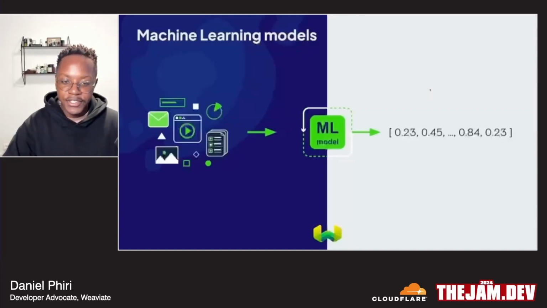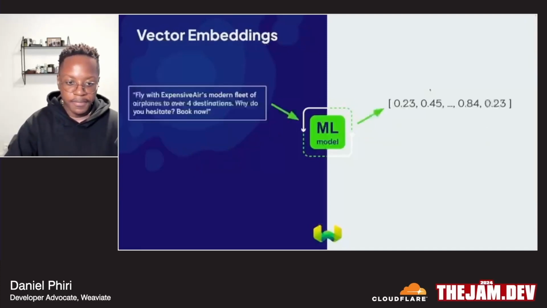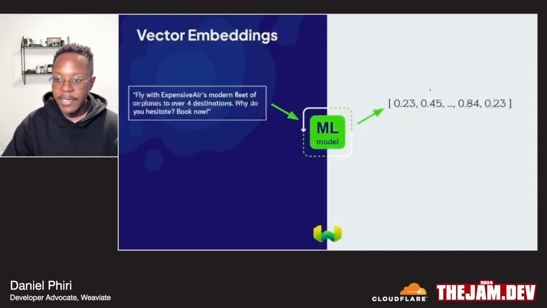I did mention machine learning models are behind it. So what we do is we get our data, pass it into a machine learning model, and then importantly, generate vector embeddings. These vector embeddings are the backbone of a technology like semantic search. We get our data set and we pass that through a machine learning model, or a vectorizer, and that generates vector embeddings.